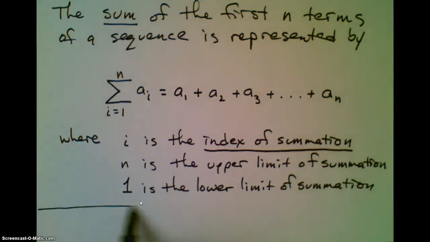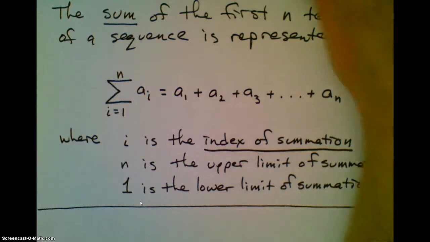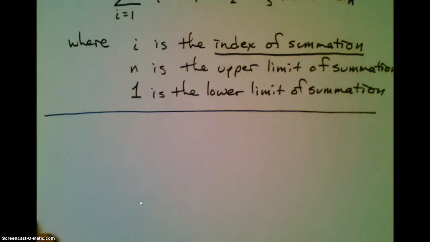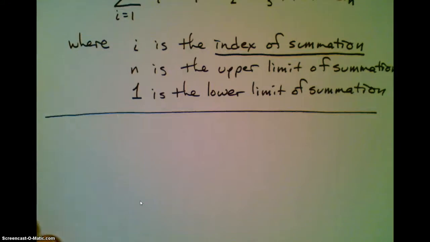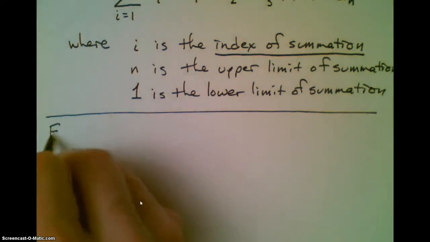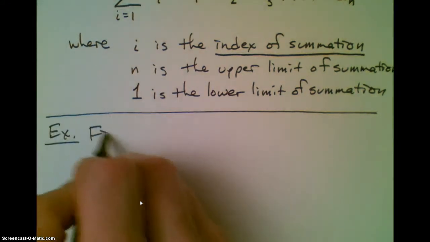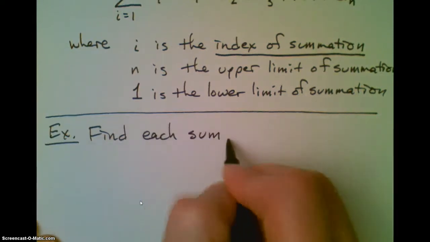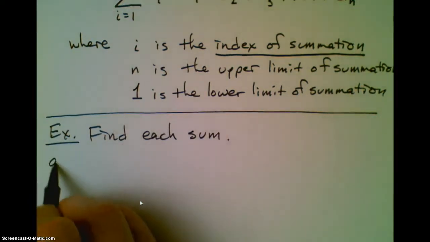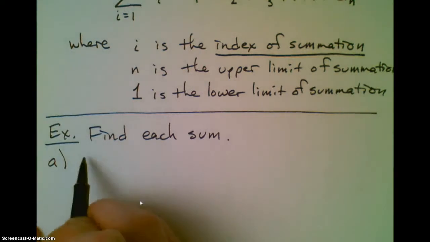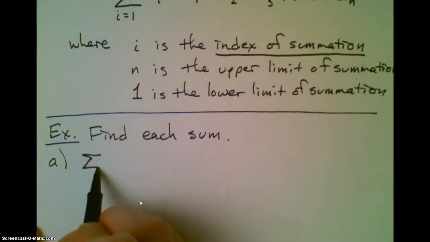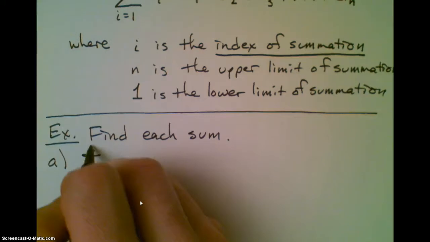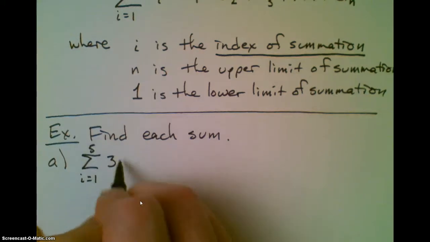Alright, so let's take a look at an example and see how we're going to use this. Again, it's called summation notation because we're going to be adding things up. So, example, find each sum. So for part A, we have the sum as i goes from 1 to 5 of 3i.